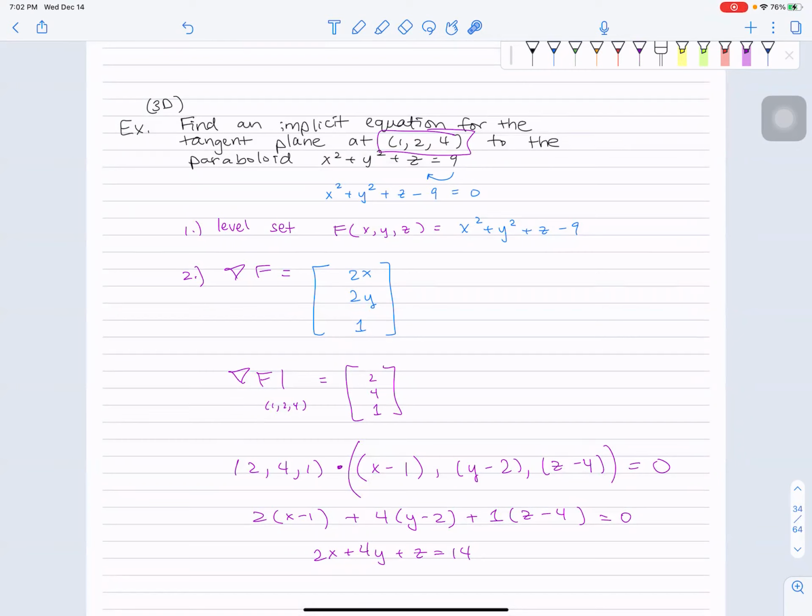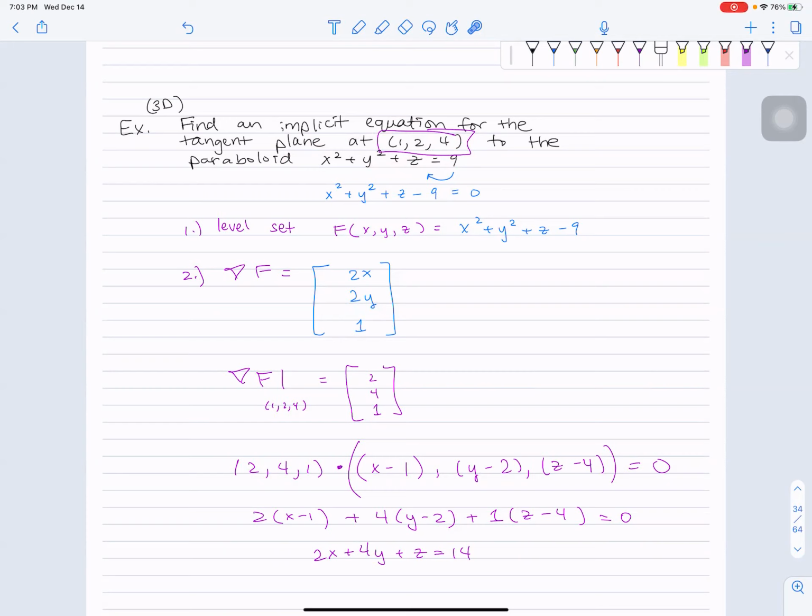Could I make it, because probably it's given as a level set or level surface, right? The level set, you have to move everything over. Usually you want to move it over. In most cases it doesn't matter because the derivative of 9 is 0, so it's not used anywhere. So you could have just started with the original equation.